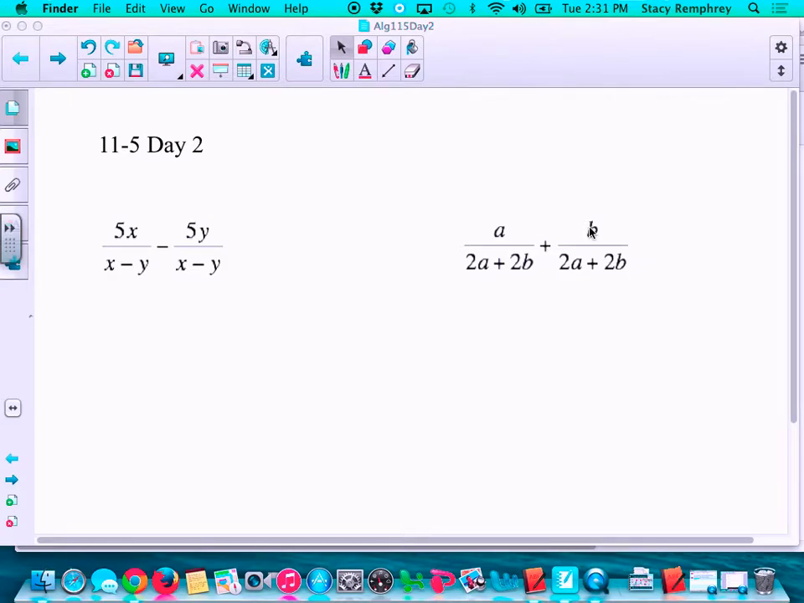So what I'd like you to do is to try this, try them both, see what you get. I think you might get all the way there or you might get partially there, but push pause, try these, and come back for the answers.